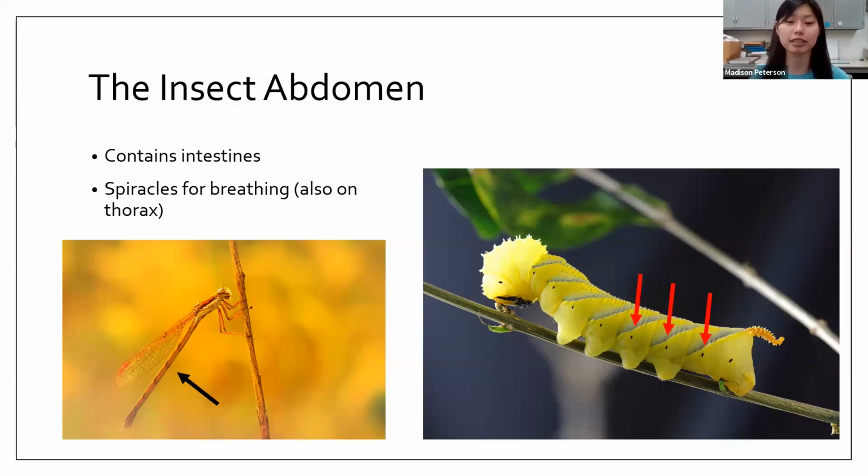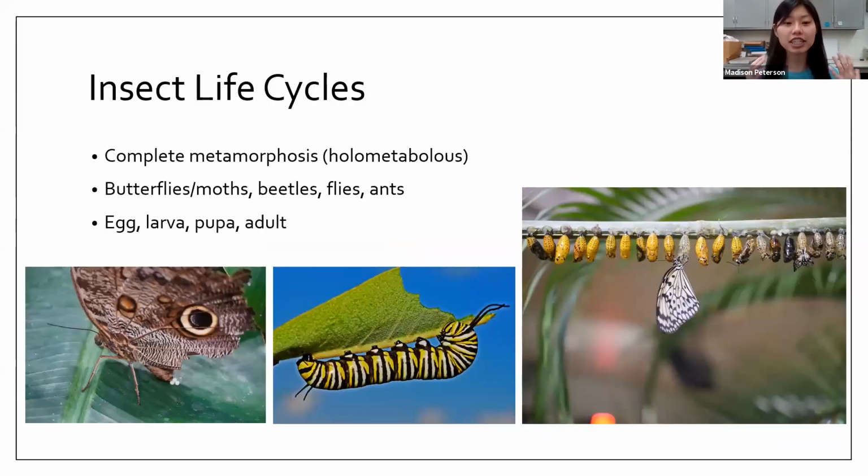So different parts of the body on different insects are just going to look really different depending on what that insect does. So finally, let's talk about some insect life cycles. So you probably know the term metamorphosis, right? And you think of a butterfly. So that is complete metamorphosis. In entomology, we call these insects holometabolous insects. So it's not just butterflies and moths, beetles, flies, ants, they also have complete metamorphosis.